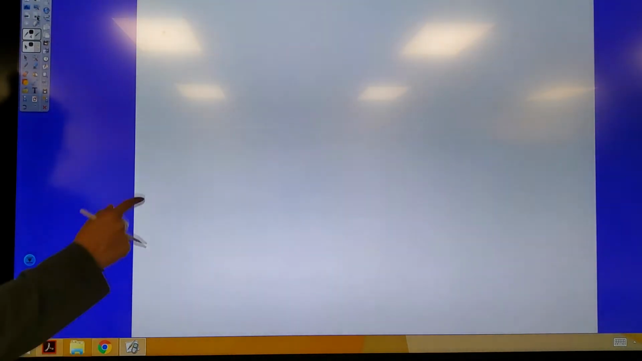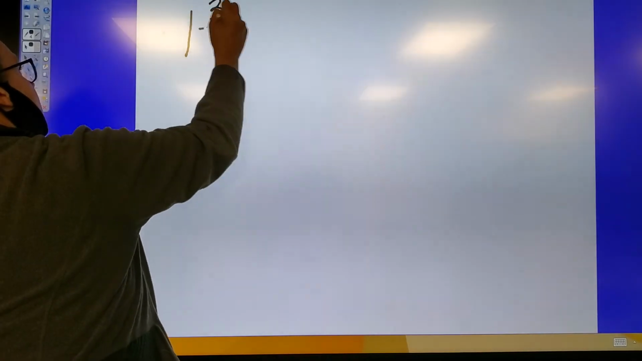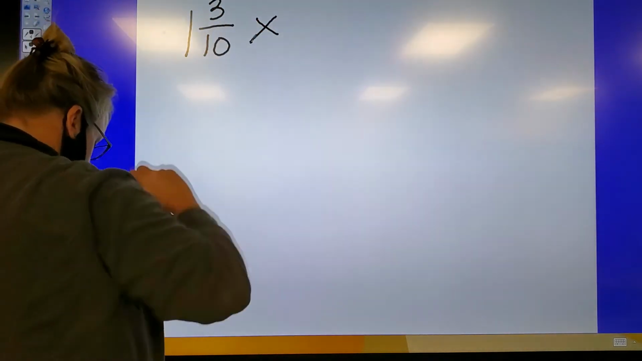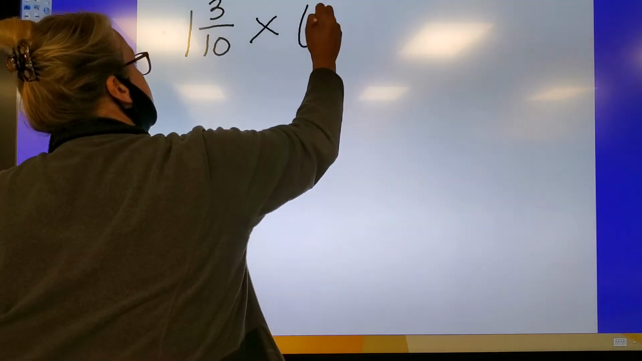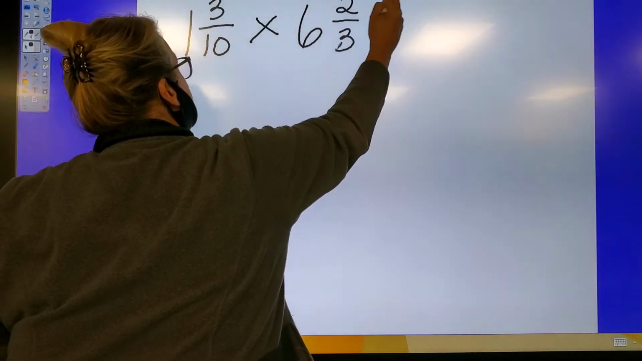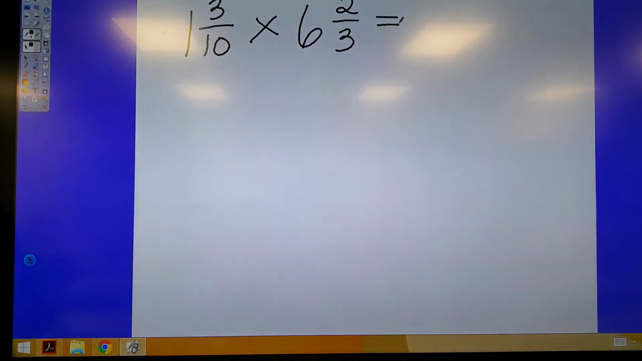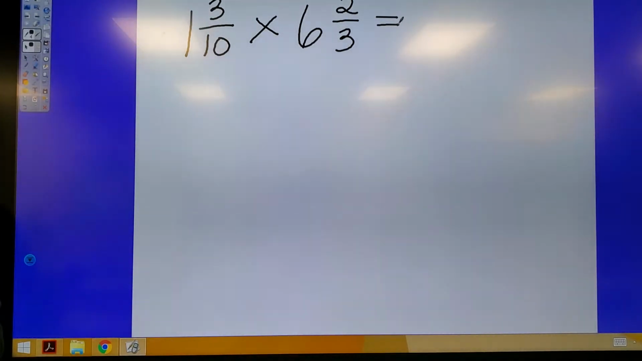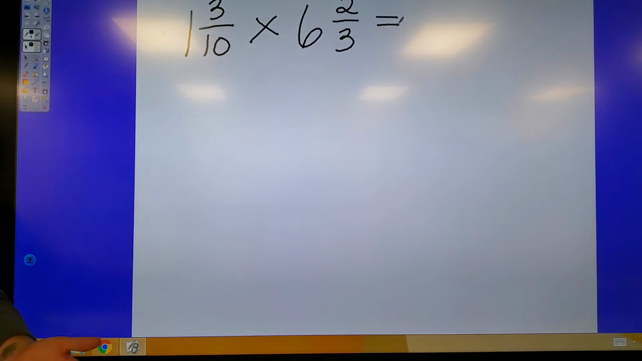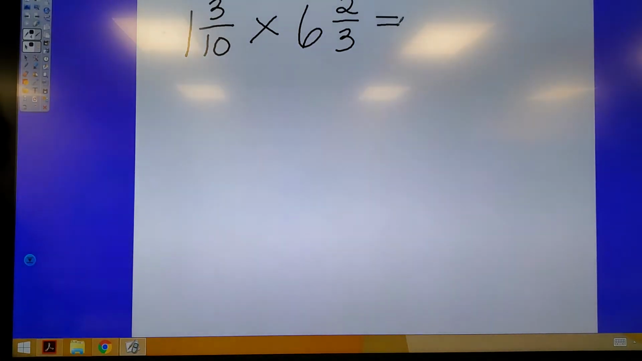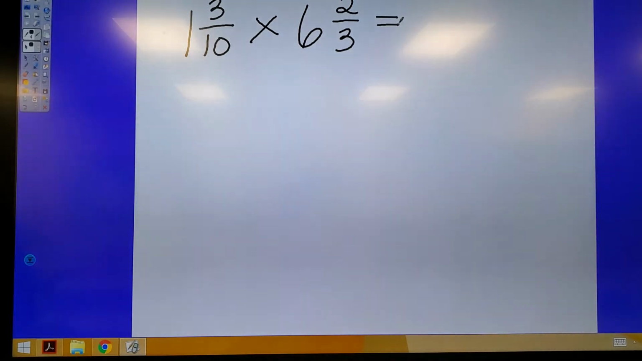All right, now let's talk about doing a mixed number times a mixed number. So let's do 1 3/10 times 6 2/3. So we're gonna do some practice with these. These will be the last of the ones that we do for multiplication. Then we will take a restroom break, and when we come back from restroom break, we'll do dividing with fractions, okay? All right, if you have a mixed number, you have to first change it into an improper fraction.